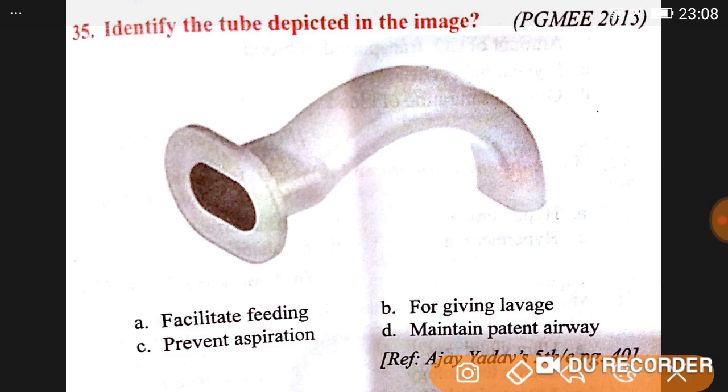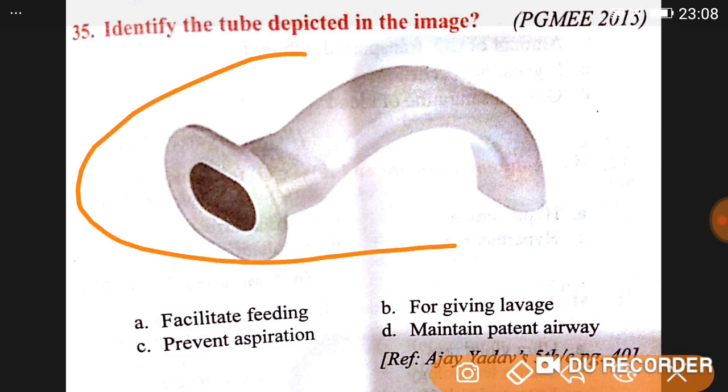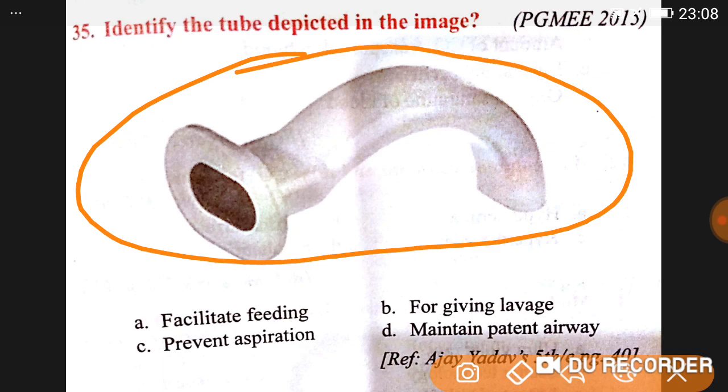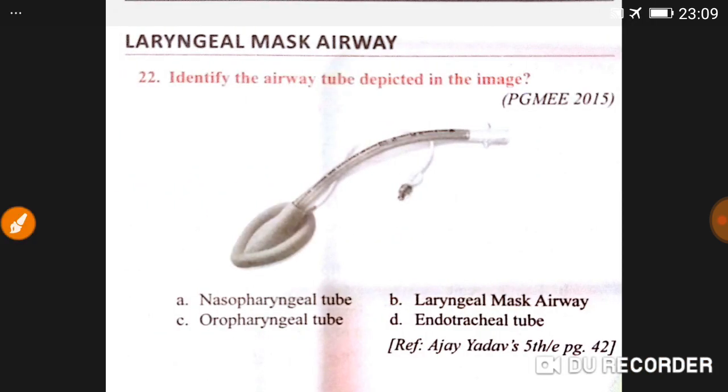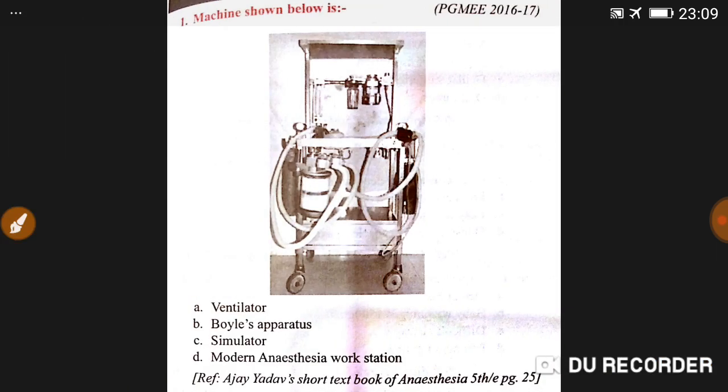Okay. Identify the tube depicted in the image. Where are we going to use this tube? In the recovery room after surgery. It prevents tongue fall, so it is used to maintain a patent airway. Now, identify the airway device depicted in the image. This is known as the laryngeal mask airway. Very easy to put.